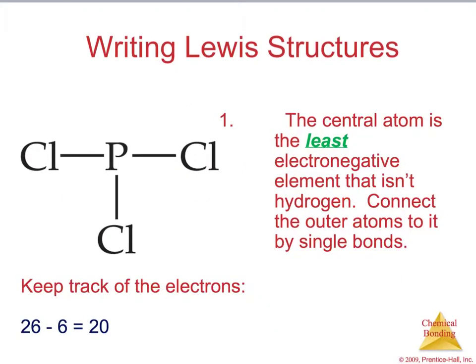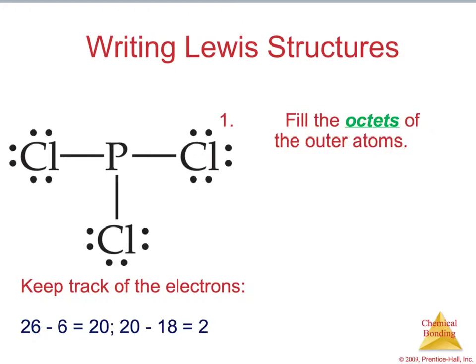The next thing we're going to do is figure out which atom is in the center of all of the atoms that are given. We're going to do that by taking the least electronegative element that is not hydrogen. Then we're going to connect the outer atoms to it by a single bond. And again, we have to keep track of the electrons. Because I have 6 electrons that are being shared, I'm going to subtract that from my initial total that I just counted out. So I have 26 minus 6, which gives me 20.